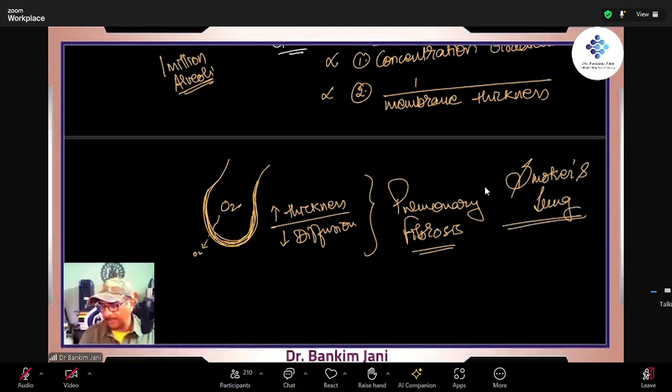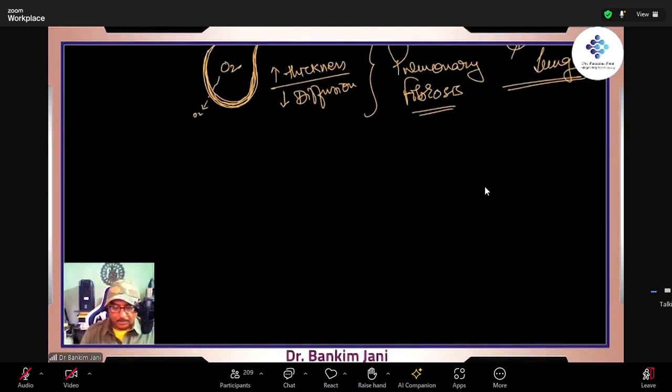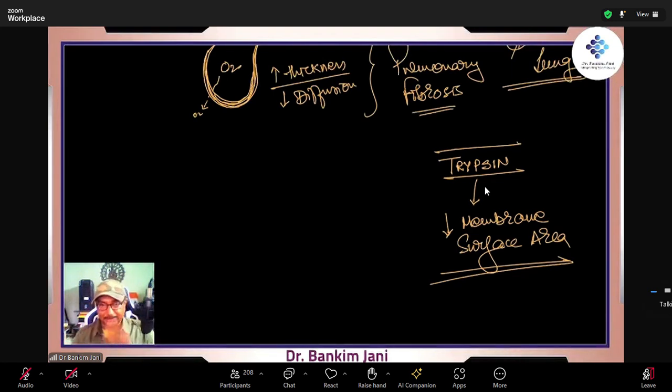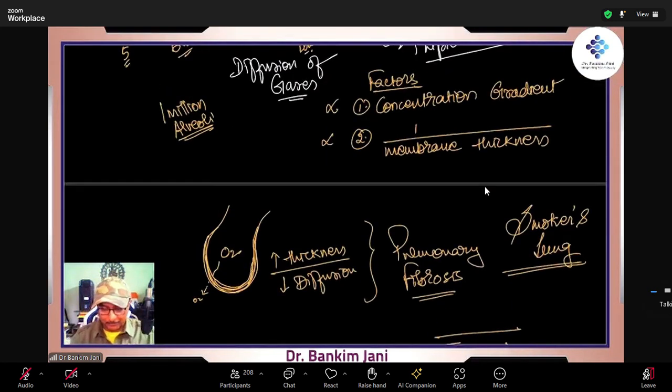Now, we'll be learning in more detail later, but just to give you the idea of what can really happen. See, in our body there are various types of protein. One of them is trypsin. What trypsin does is decrease the membrane surface area. Just remember, trypsin decreases membrane surface area, so that we explain the third point.